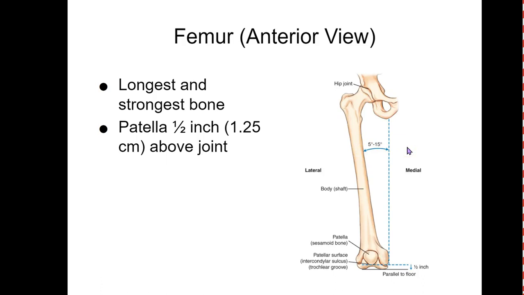The angle is greater on a person who is short in stature and has a wider pelvis, and the angle is less on a person who is of tall stature with a narrow pelvis. So in general, the angle is also greater on a woman than it is on a man, probably due to the width of the pelvis. Okay, so really it's just about understanding that the body of the femur is about 5 to 15 degrees from vertical.